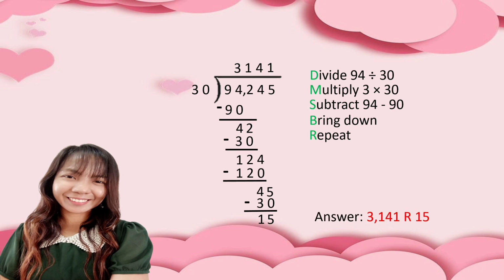Okay, so our answer is 3,141, remainder 15. Again, what's the number left? 15. R stands for remainder. So this is how you're going to divide the numbers. Okay, just please remember the process: dad, mom, sister, brother, Rover. So it represents divide, multiply, subtract, bring down, and repeat.